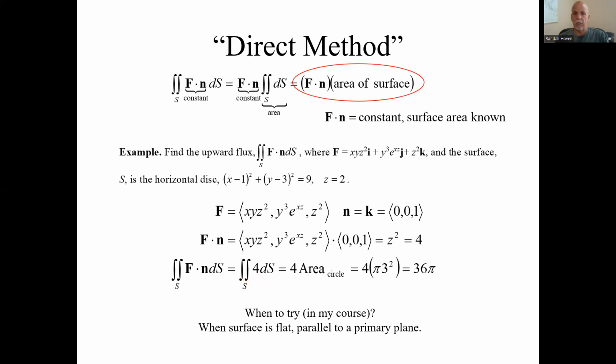We could bring it out of the integral. We're left with the surface area, and the area is a circle of radius 3. That's what we do, and we don't even have to take an integral. It's 36 pi.